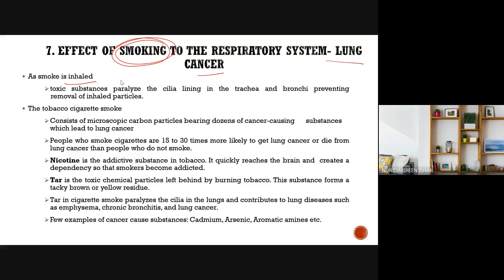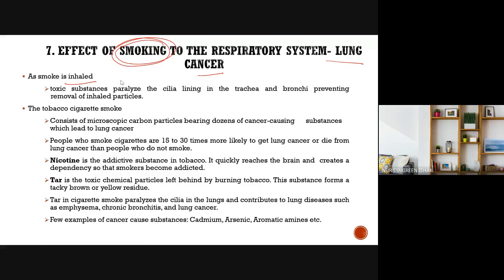So it will kill the cilia in the trachea. As you know, the function of the cilia is to sweep any dirt or pathogen that is trapped by the mucus. So when the cilia is paralyzed, it dies, so this will not happen. The sweeping of the mucus upward so that it enters your esophagus to be digested by the stomach acid cannot happen.